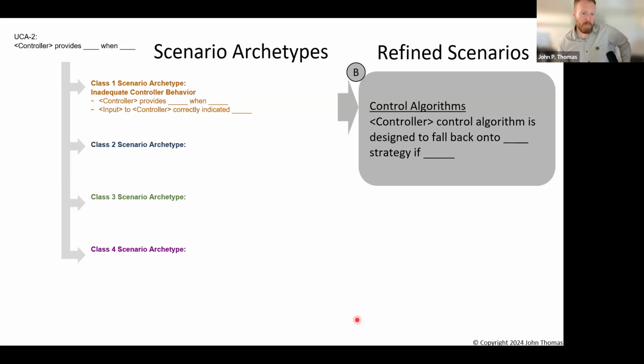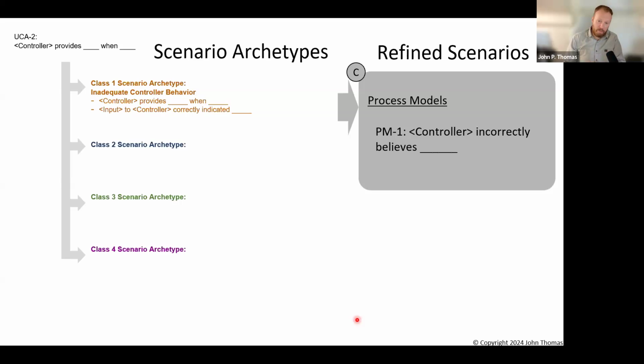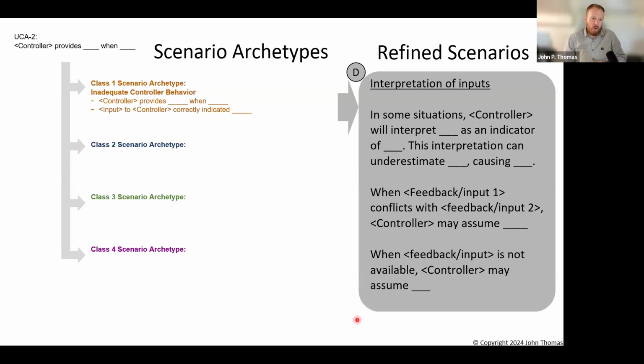Control algorithms may fall back onto some other strategy, right? Maybe that's the reason why it ignored the feedback and provided the control action anyway. Of course, we have process models. That is always a cornerstone of STPA. We also have to look at interpretation of inputs. In some situations, the controller might interpret this input as something else, right? And these are all real things that have been found. So maybe even though the feedback technically correctly indicated something, maybe it was interpreted incorrectly inside the controller as indicating something else.